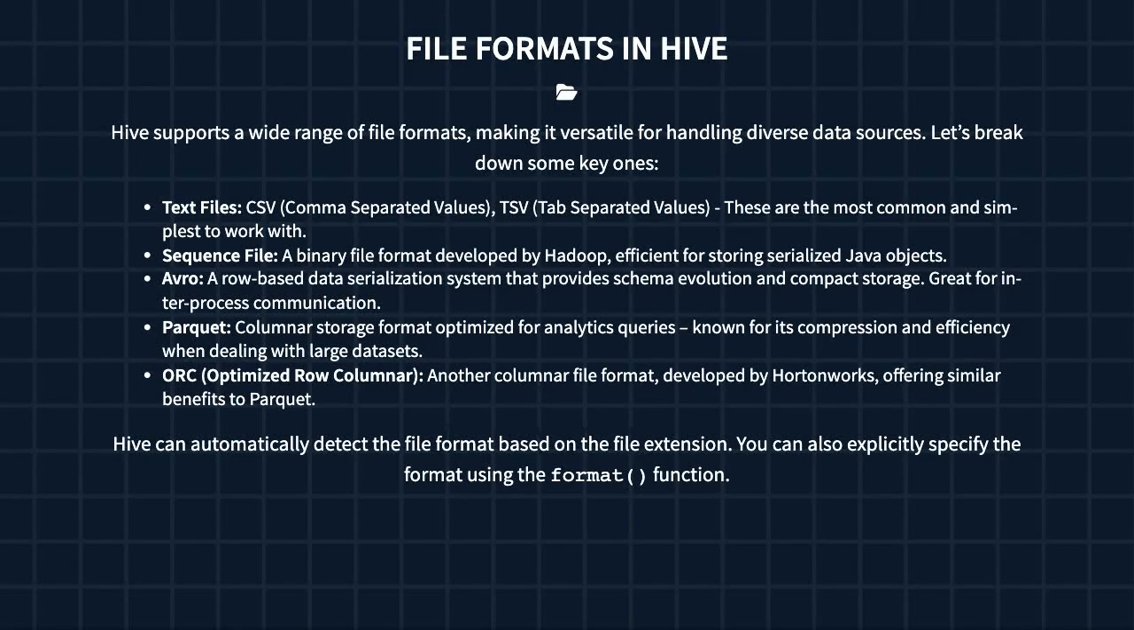Okay, let's talk about the types of files Hive can work with. It's pretty flexible. The most basic are CSV and TSV files, just comma or tab separated data. Then we have sequence files, which are great for storing Java objects efficiently. Avro is really useful when you need to send data between different programs because it has a good schema system. Finally, Parquet and ORC are columnar formats that are super optimized for running queries on big datasets. They're like the workhorses of analytics.